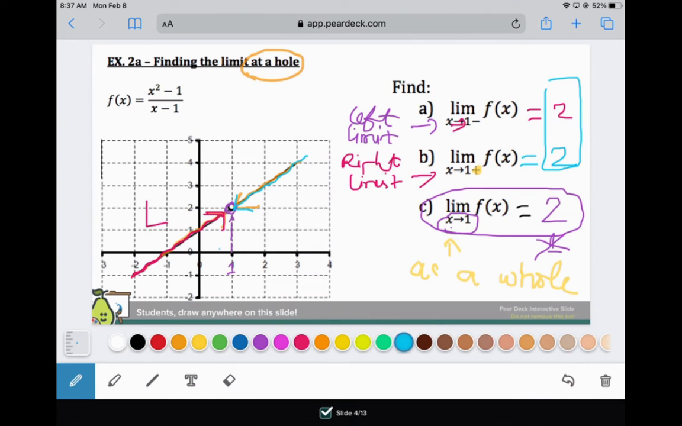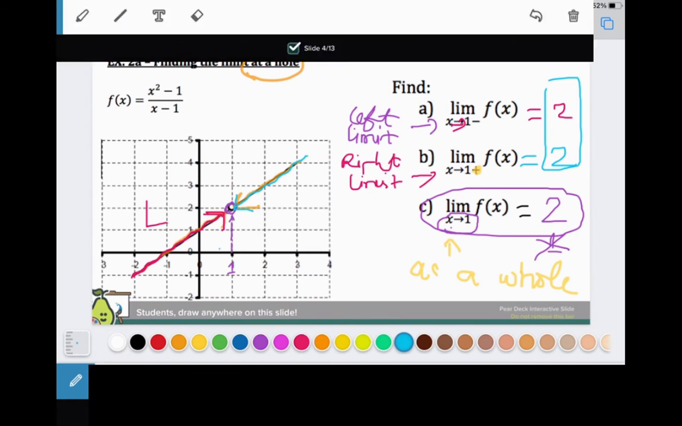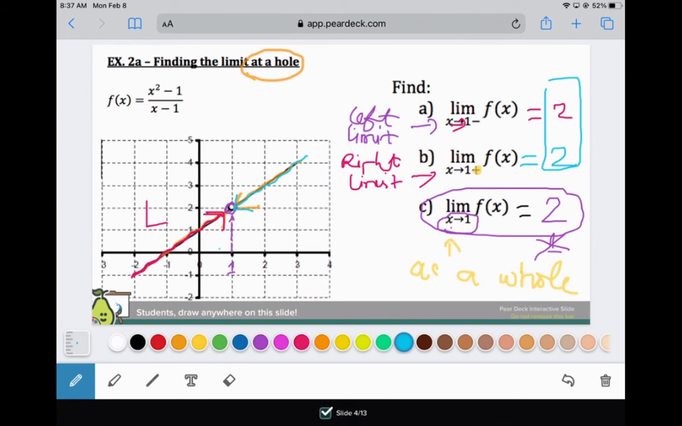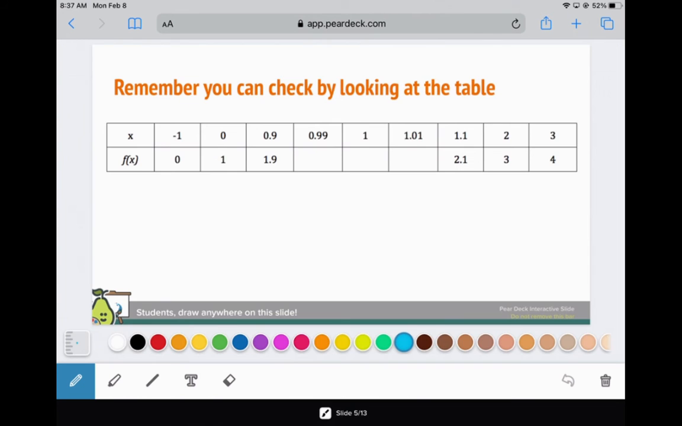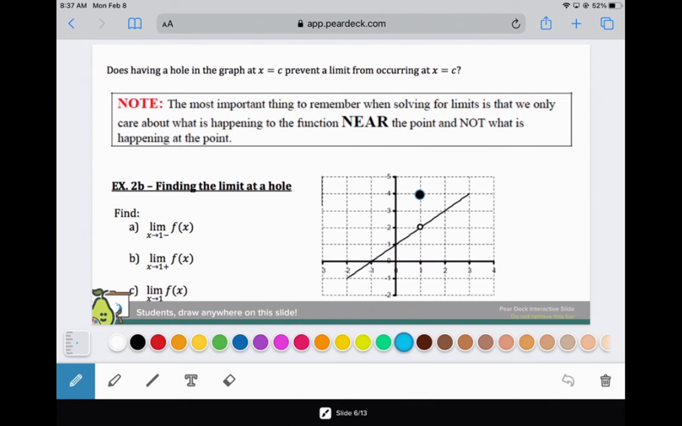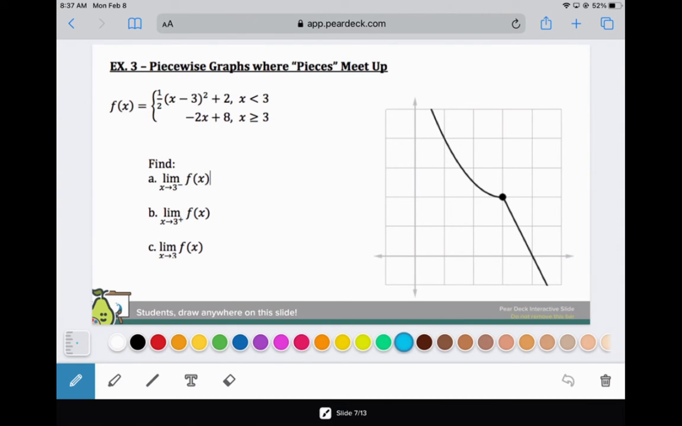All right, let's do another example. Let's look over here. Okay. So remember that you can check by going back and looking at the table. There's a function, and you can go back and check if you don't remember what that is. So let's find the limit. This is the one that we just did. We look at the left, we look at the right, and then we'll figure out what happens at 1. All right, so let's look at a different graph and see what happens.